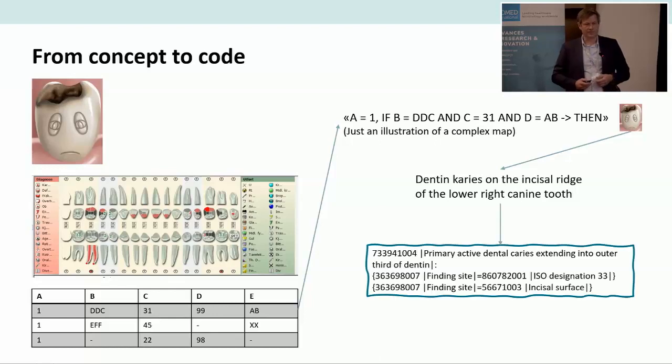This we can represent with saying it's primary active dental caries extending into the outer third dentin, or SNOMED concept. And then we put on both the anatomy for the tooth and the anatomy for the region of the tooth, given the post-coordination.